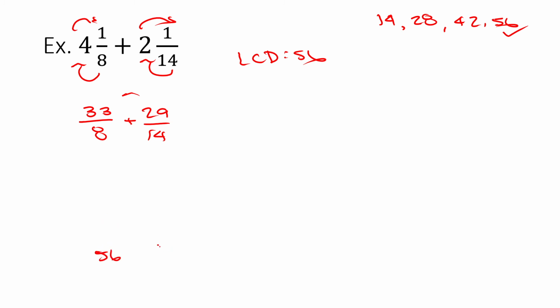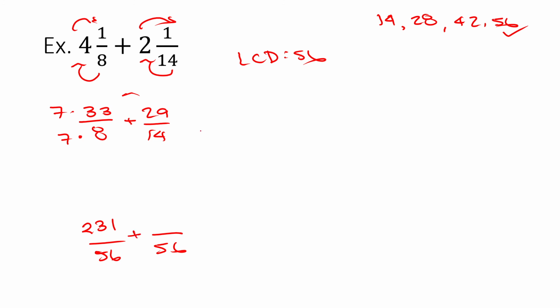So you want to change both fractions such that the denominator is not 8 or 14, but 56. Let's start with 33 over 8. The number we need to multiply 8 by to change it to 56 is 7. So we multiply 33 by 7 also. 33 times 7 is 231, and 7 times 8 is 56.